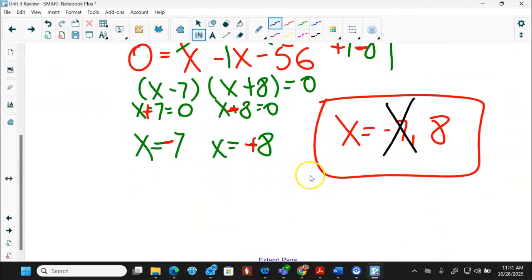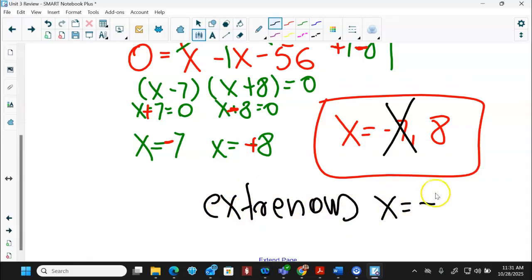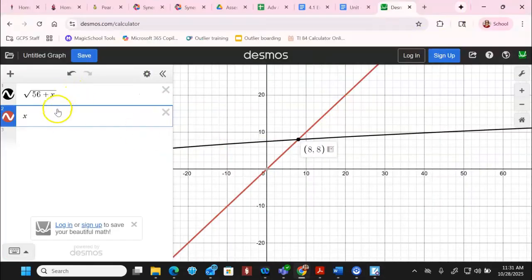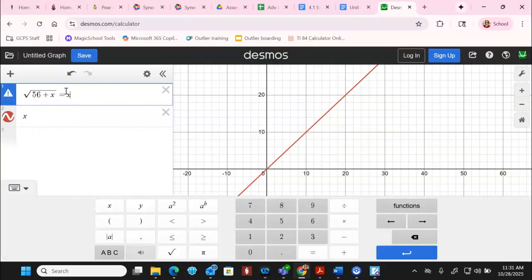Now, what is my extraneous solution for this question? Extraneous is x equals -7. That is my answer. Okay, 8 is a solution. Now, can you use Desmos to check which one will work? Yes. You can plug this in like this.